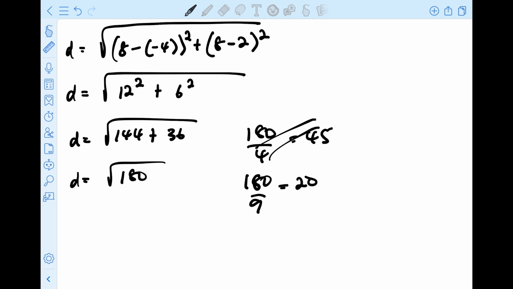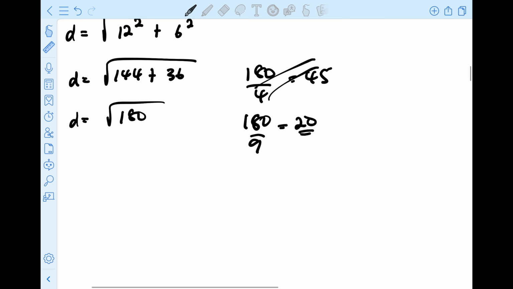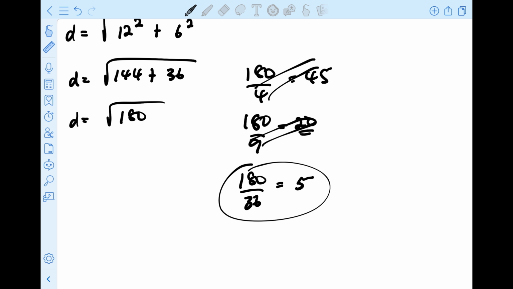But remember what I said yesterday, if my remainder is 20, it means I gotta keep going. 180 divided by 16 doesn't work. 180 divided by 25, obviously, that's not going to work. 180 divided by 36 works. So 180 divided by 36 is equal to 5. So I know that I'm going to use that, which means that the distance is going to be equal to the square root of 36 times the square root of 5, which will give me 6 root 5.